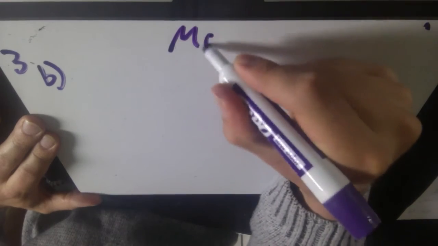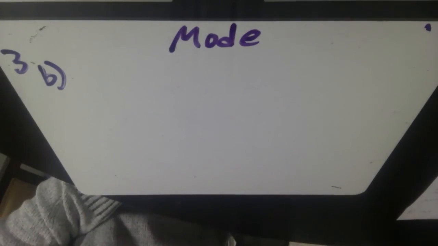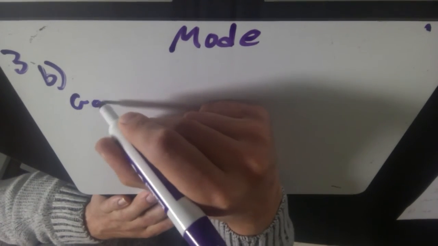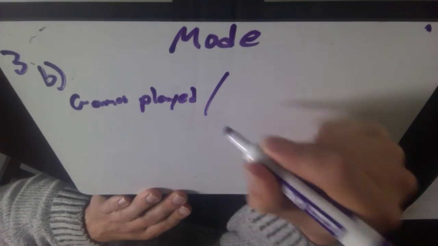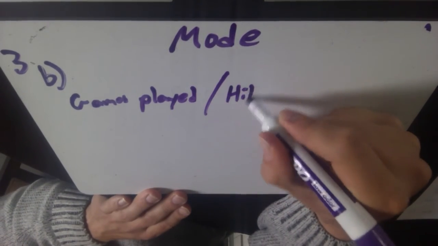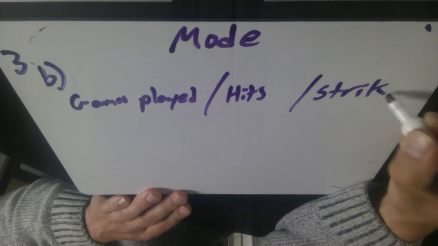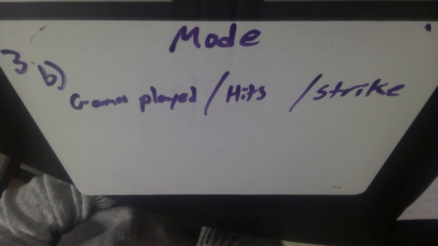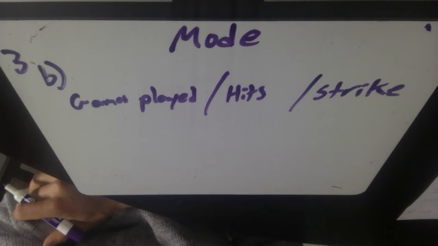3B, we're going to look at the mode. So that's the number that is occurring the most. So I have, once again, games played, we have our hits, and we have strikeouts. So looking at our games played, looking down that column, is there a number that occurs there the most?